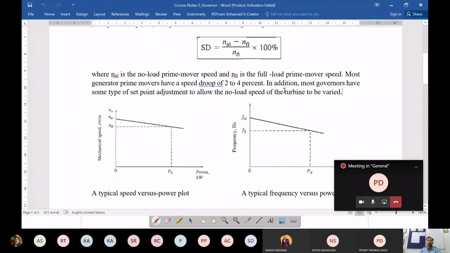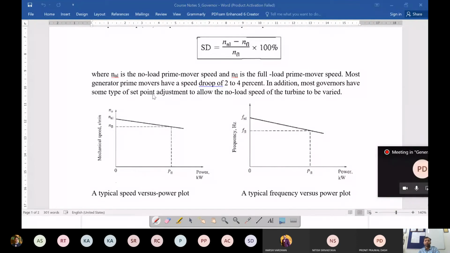That is what is mentioned here, that in addition, most governors have some type of set point adjustment to allow the no load speed of the turbine to be varied. That will become very handy in the practical operation of the power plant, because whenever you have a power demand fluctuation and you want to operate the plant in tandem with the grid, the frequency has to be kept constant. So you'll need to vary this no load point up or down depending upon the power demand. And this is basically the function of the governor.